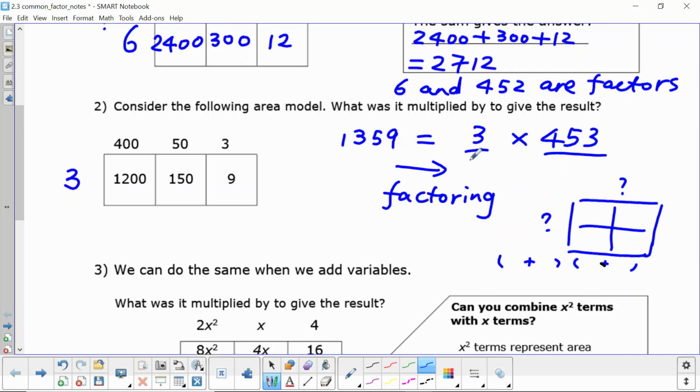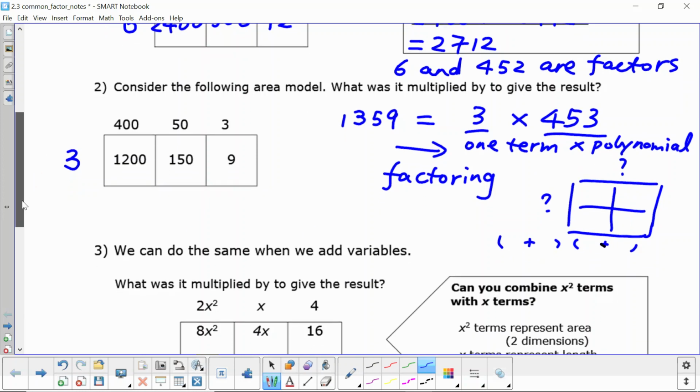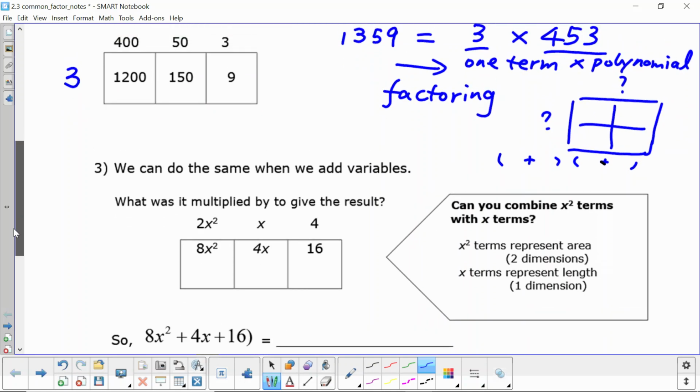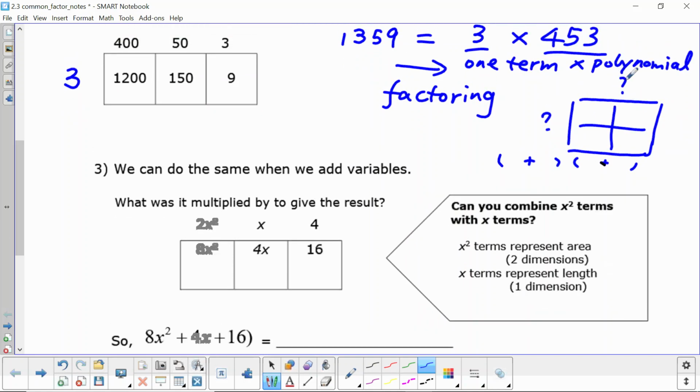Today is 1 term times 2 terms or 3 terms. We call it a polynomial, more than 1 term. So this is what we are going to do today, and we are going to see how we are able to write it as 1 term times a polynomial, more than 1 term.